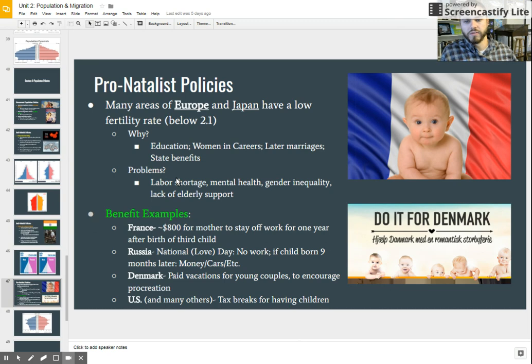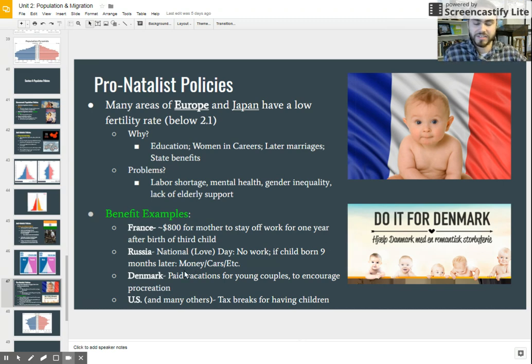And so one of the things they're going to start doing is offering incentives for parents to have more children. So we see in France, they pay the mothers to stay out of work for a year to have a child as long as it's their 3rd child. So they're providing incentives there. In Russia, they have a national day where they give people off of work in order to increase the birth rate, so to speak. And if you have a child 9 months later, you get a prize, and that varies in the country between money to cars, many different things that are trying to incentivize people to have more kids.